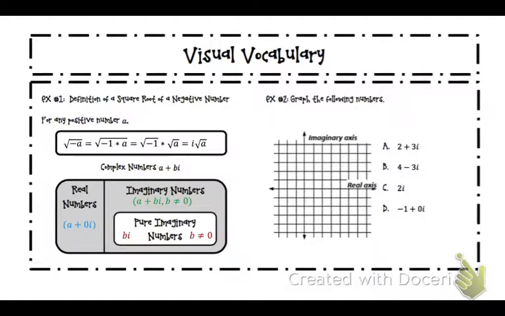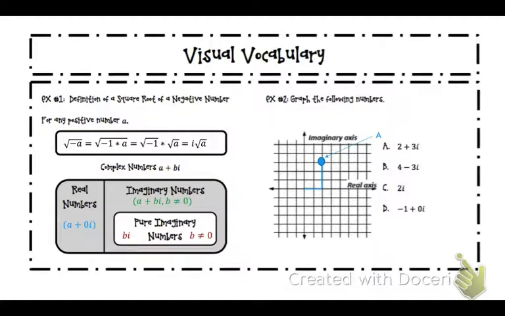Now let's get to graphing these. So let's look at a. The horizontal axis, the one that lies flat, is the real axis. The one that goes up and down, the vertical axis, is the imaginary axis. In graphing these, let's do the real first. For a, we have 2 plus 3i. I'm going to go over 2 on my real axis, then up 3 on my imaginary axis. That's where point A is.